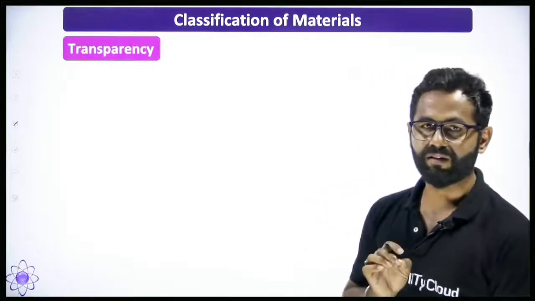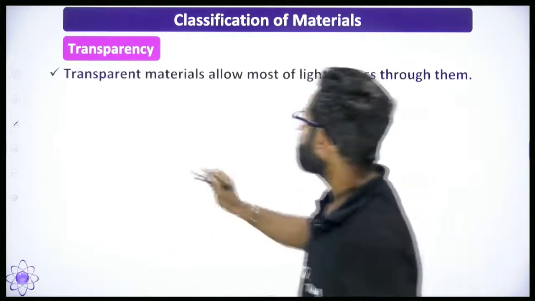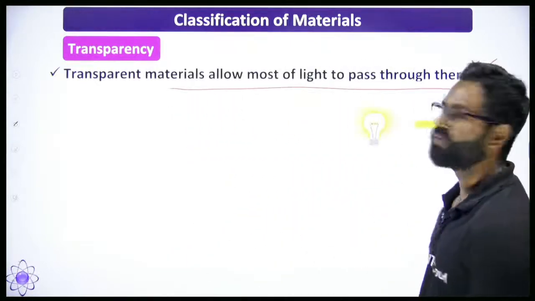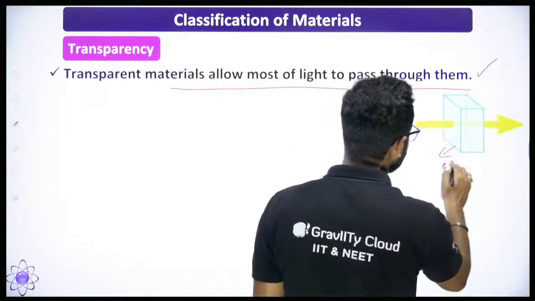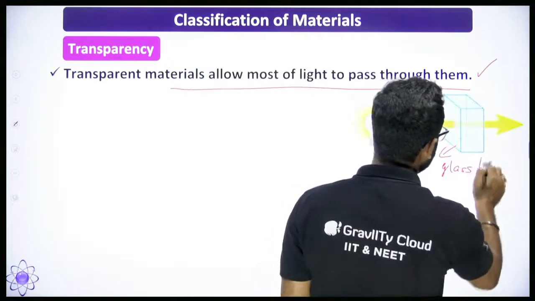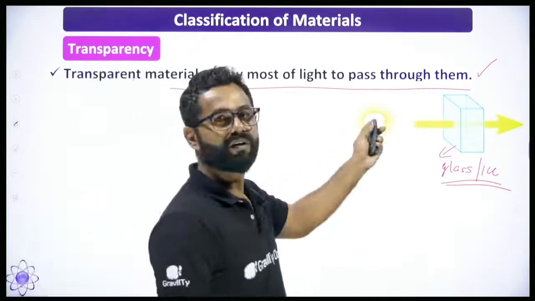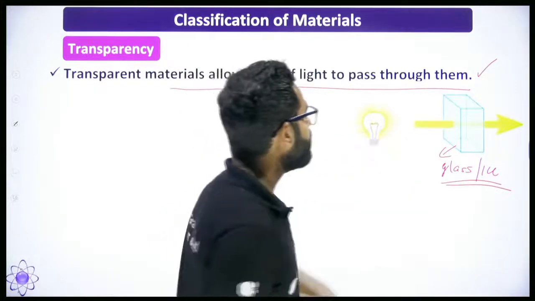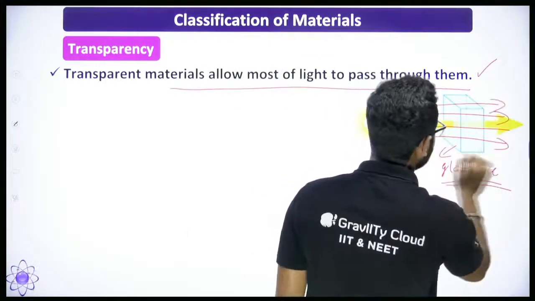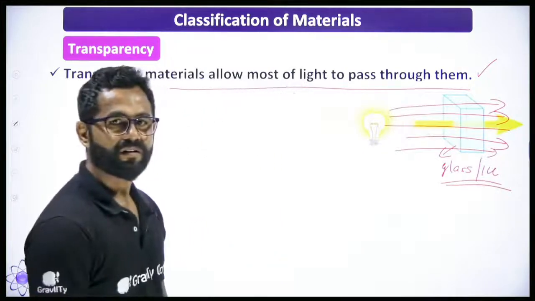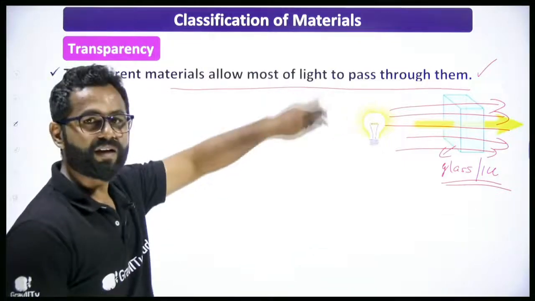Transparent materials are those materials which allow the light totally to pass through it. Right? These are those materials which allow most of the light to pass through them. For example, if I take the glass, let's say this is glass or ice. And if you light a bulb here, you will see that the light can pass through the glass very easily. That means the glass is a transparent material.